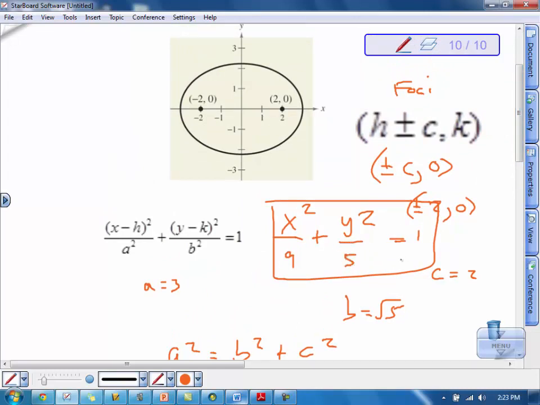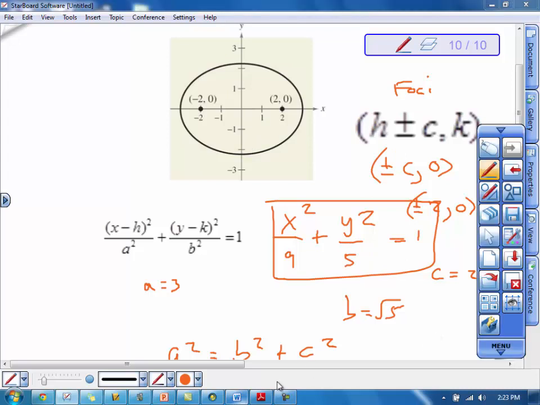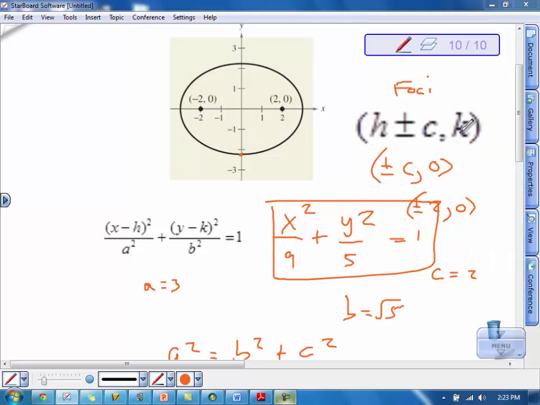It makes sense because the square root of 5 is about 2.23, which is right here. So it makes sense that b is the length of the semi-minor axis. But I couldn't find the length from the graph, so I had to use information about the foci and the Pythagorean relation in order to find this length right here to plug into b.